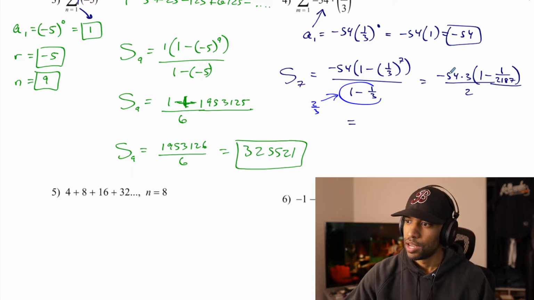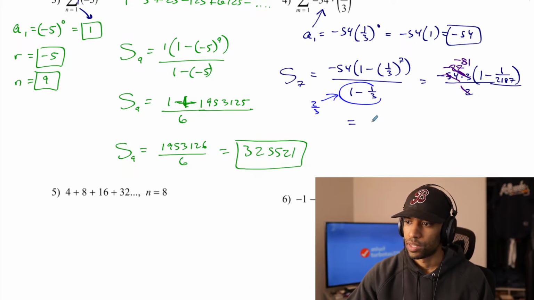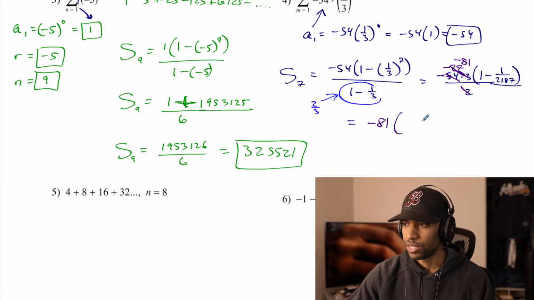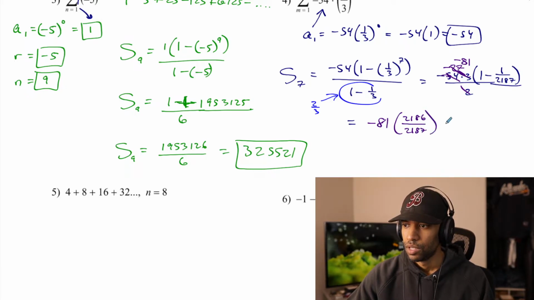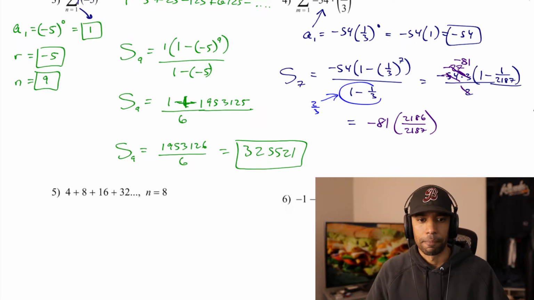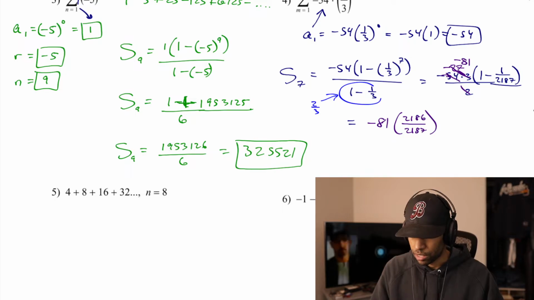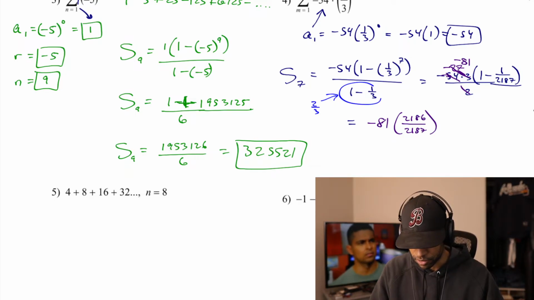fraction regardless. Negative 54 over 2 is negative 27. And negative 27 times 3 is negative 81. So on the outside here, I have negative 81. And then inside here, apparently I have 2186 over 2187. So this is what we're working on now, right? That over that. Now, as a decimal approximation, I'm assuming I did all the math right leading up to that because I haven't done this sheet yet.